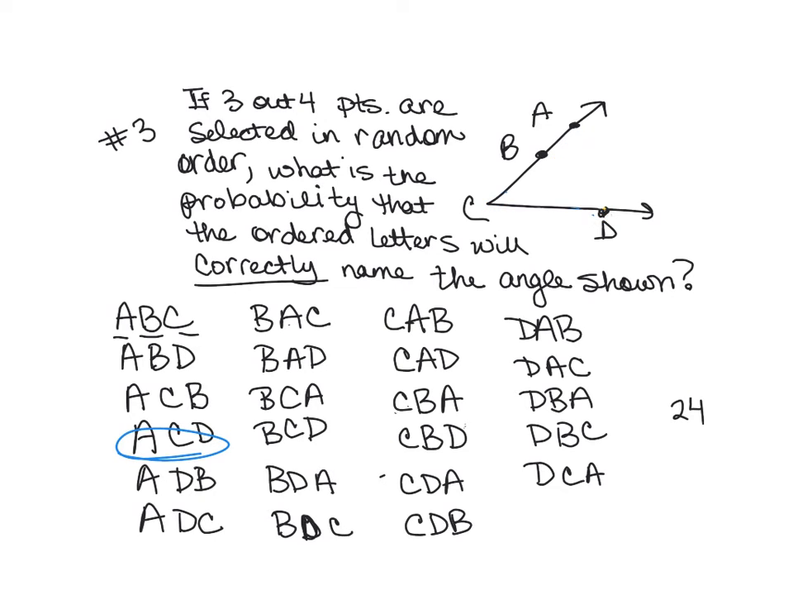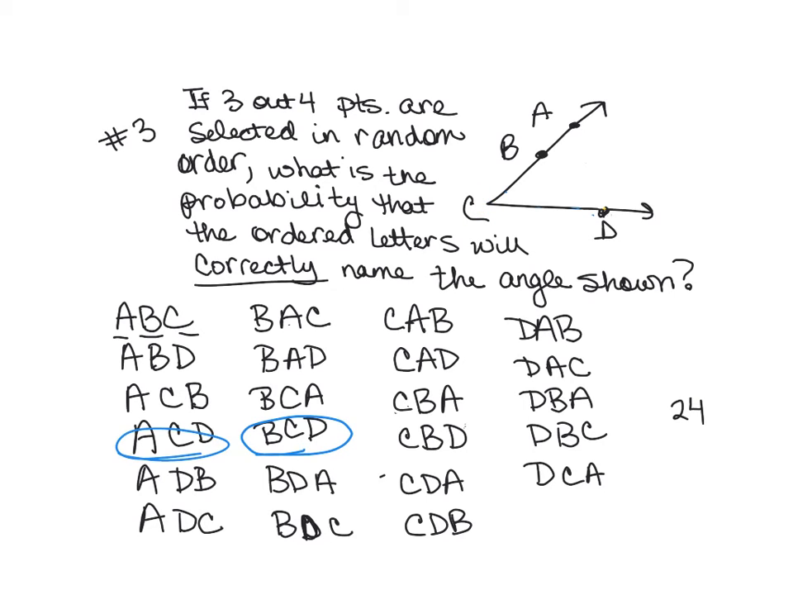Okay, let's look at the second column. So if we have angle BAC, is that a winner? No. BAD, that would not be a winner. BCA, that would not be a correct way to label this angle. BCD, that would be our first one, BCD in column 2. What about BDA? No, that does not work. BDC, no. Remember, our C has to be the vertex.